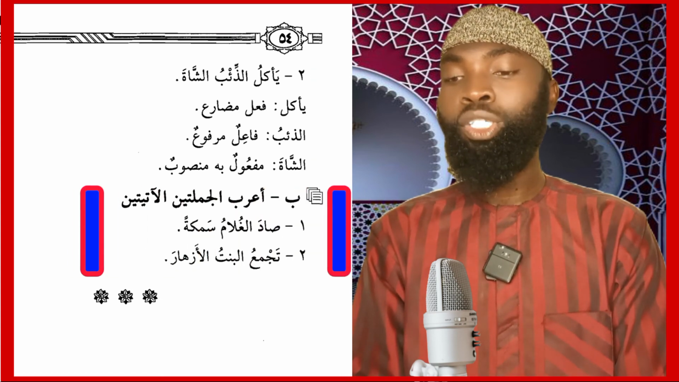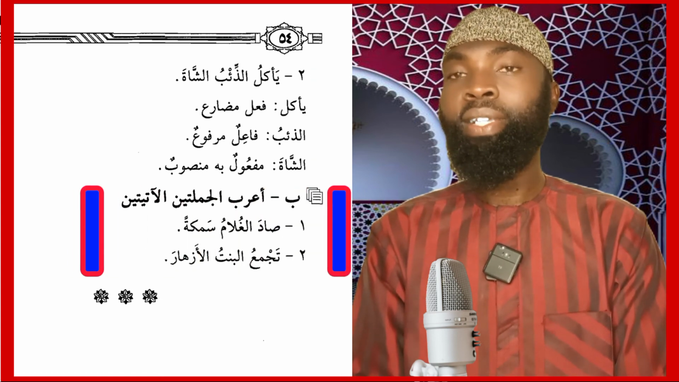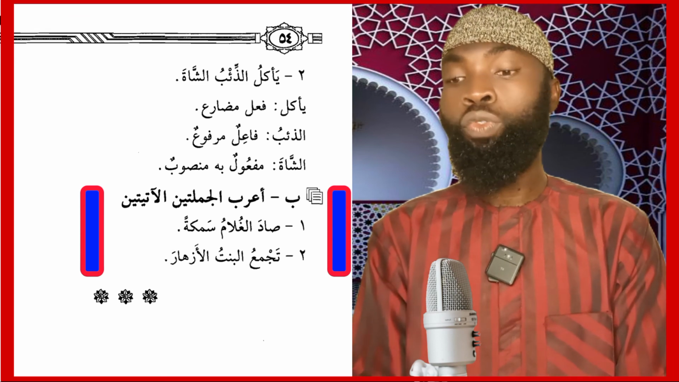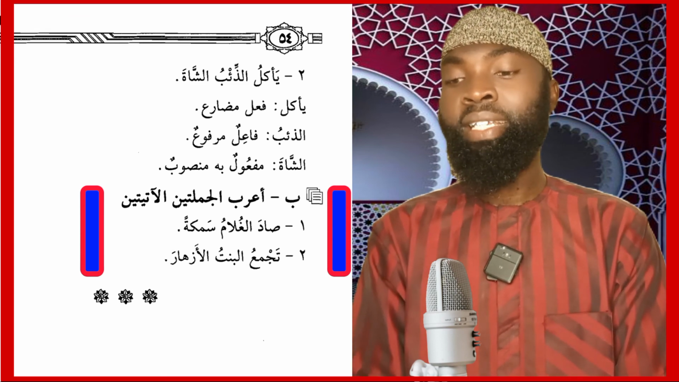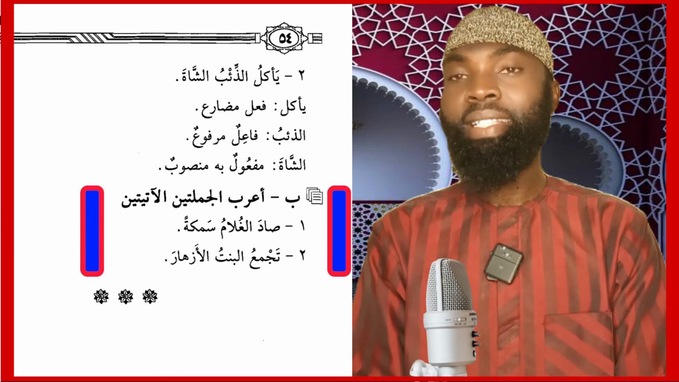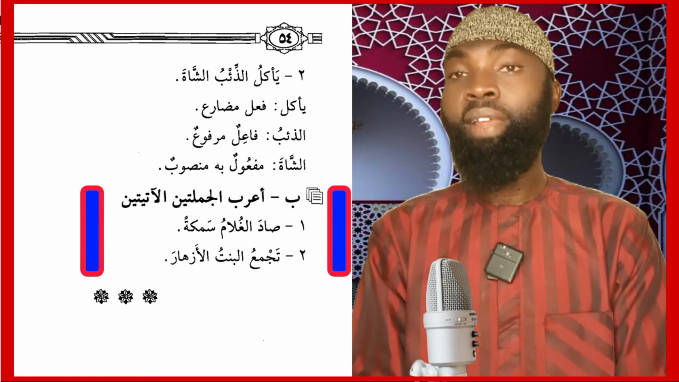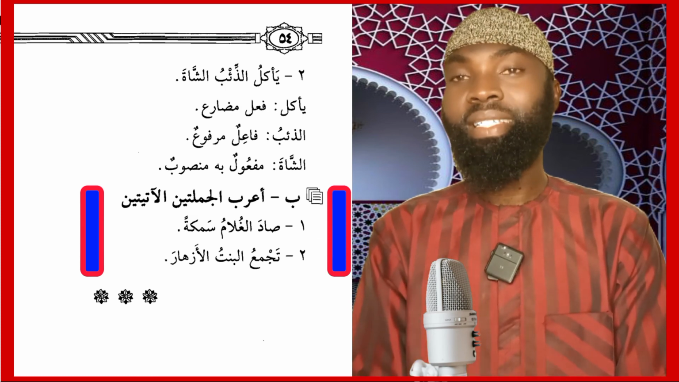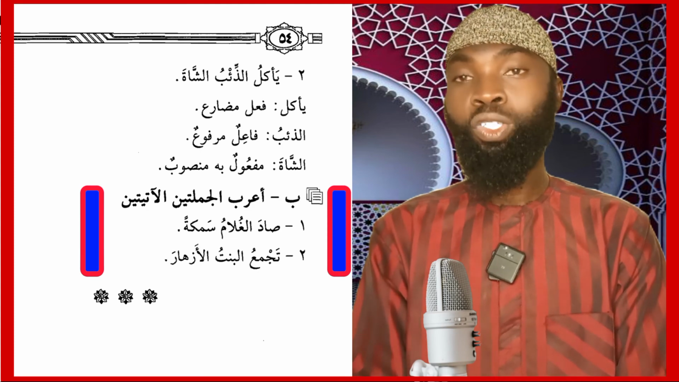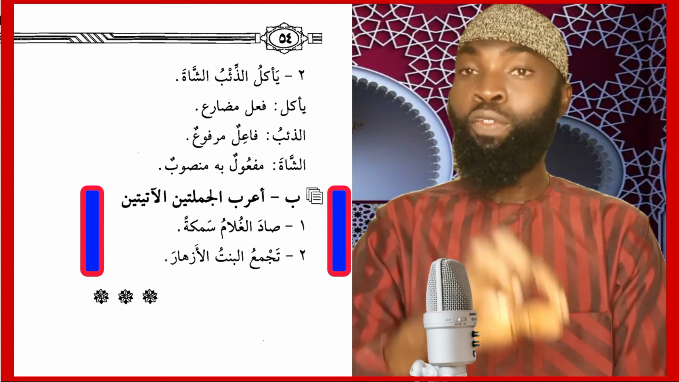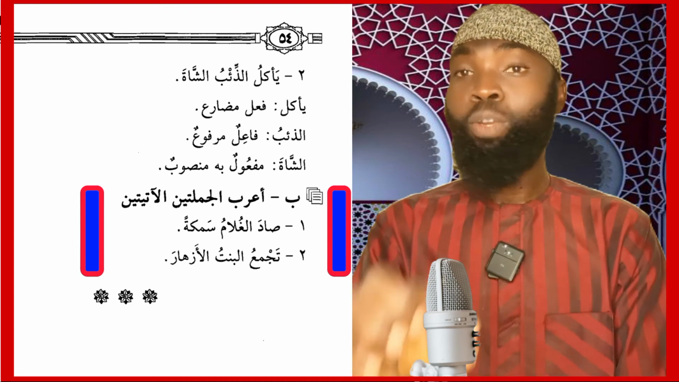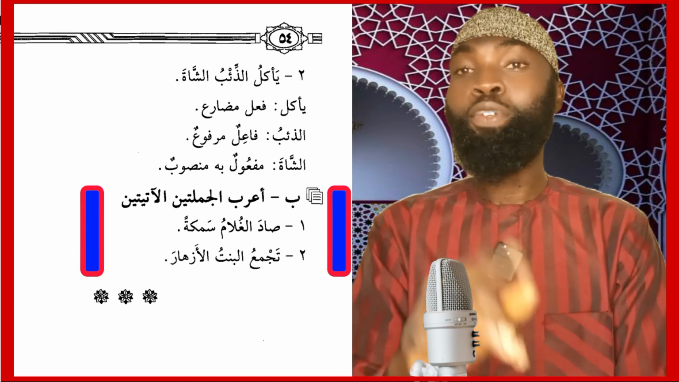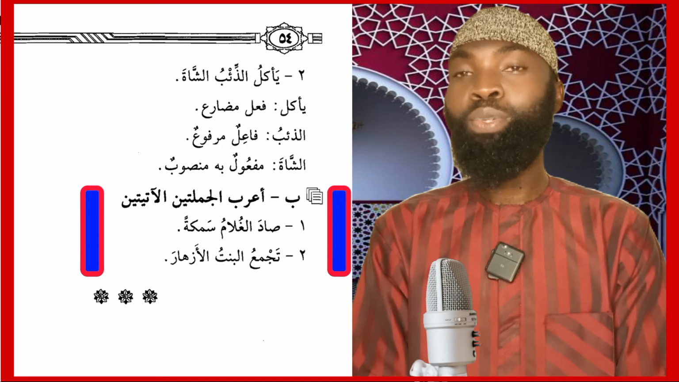We have: a'rib al-jumlatayn al-atiyatayn. Solve these two following sentences. The first says Sada al-gulamu samakatan. The boy hunted a fish. So Sada is what? Fi'lun madi, a past tense. And al-gulamu is acting as the subject, so we say fa'ilun marfu'un, subject ending in nominative case. Then samakatan is the maf'ulun bihi, it is the object of the sentence, so we say maf'ulun bihi mansubun.